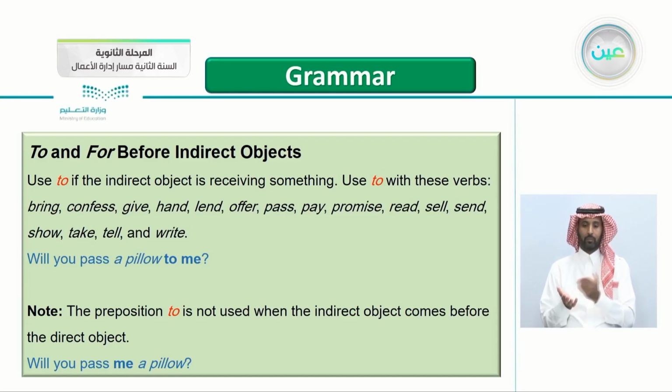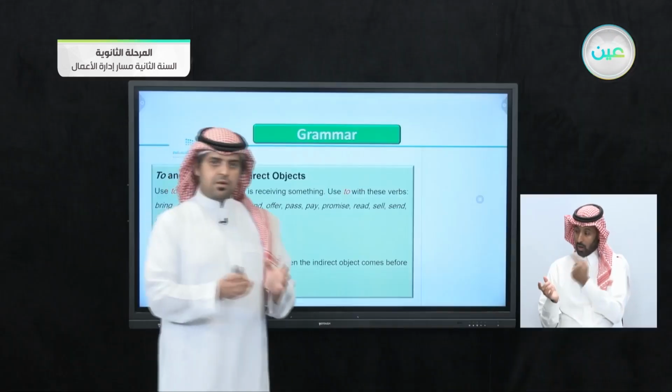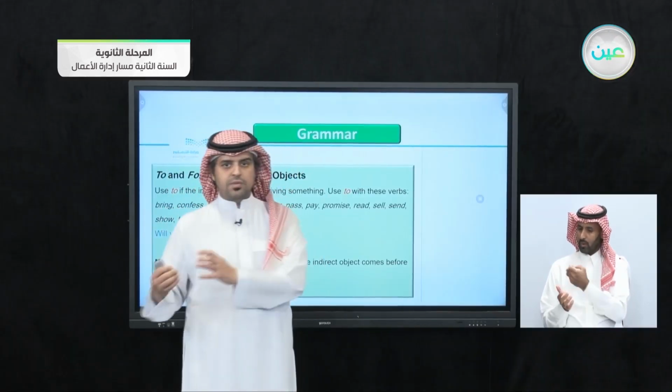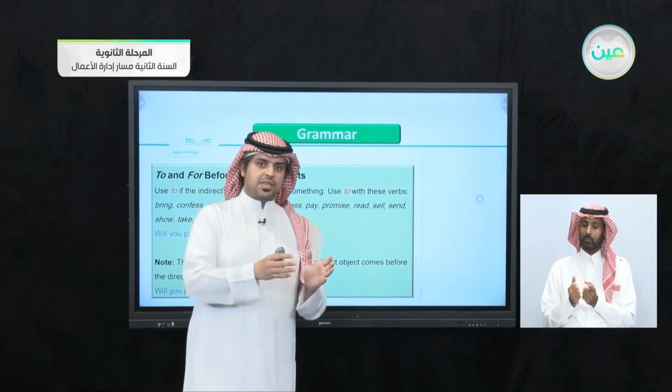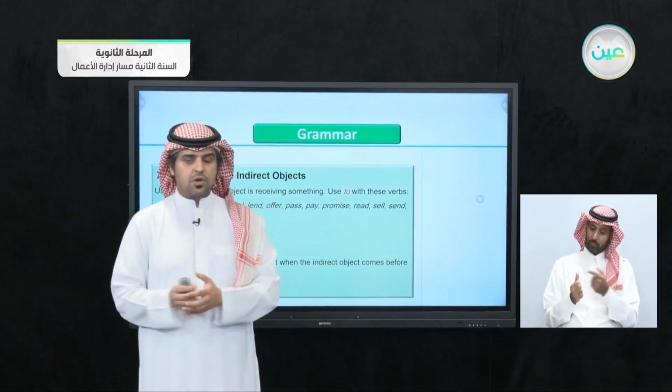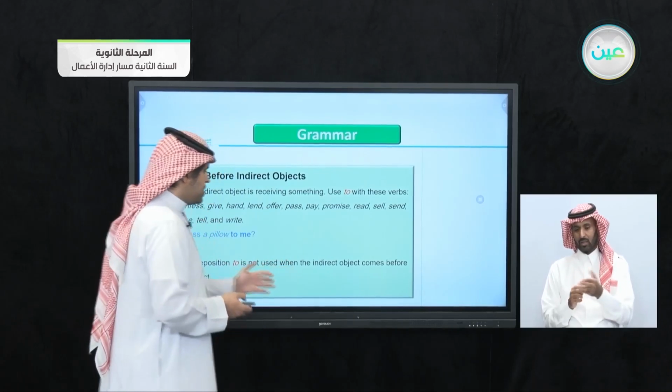Note here the preposition to is not used when the indirect object comes before the direct object. We don't use to if the indirect object comes before the direct object. It's the same example here: can you pass me a pillow? Or can you pass the pillow to me? So if the indirect object comes before the direct object, we don't use the preposition to.